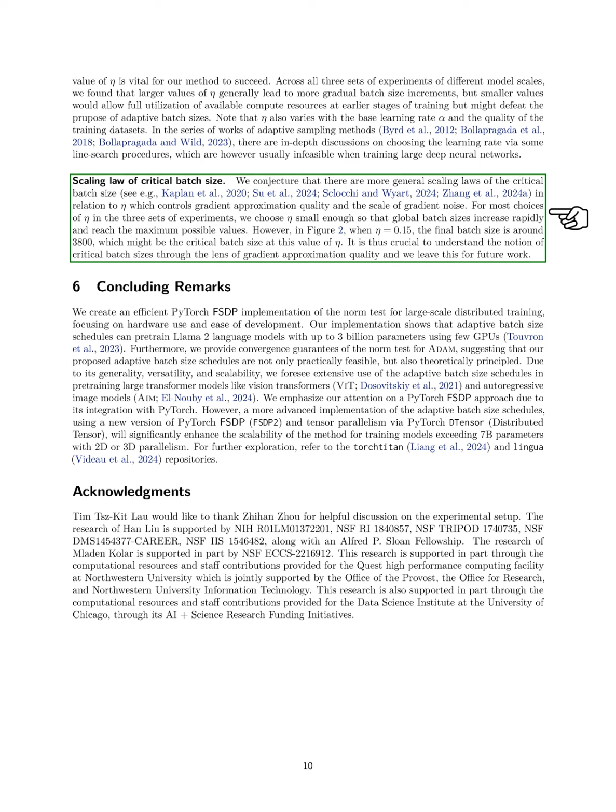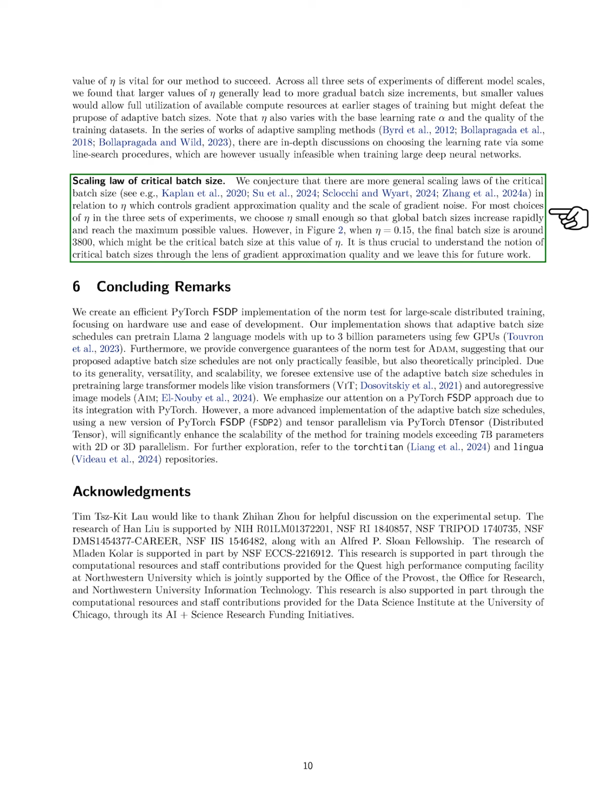In our experiments, we typically set this hyperparameter low enough to enable rapid increases in global batch sizes, reaching their maximum potential. However, we found that at a specific value, the final batch size was around 3,800, which may represent the critical batch size for that setting. Understanding critical batch sizes in relation to gradient approximation quality is important, and we plan to explore this further in future work.